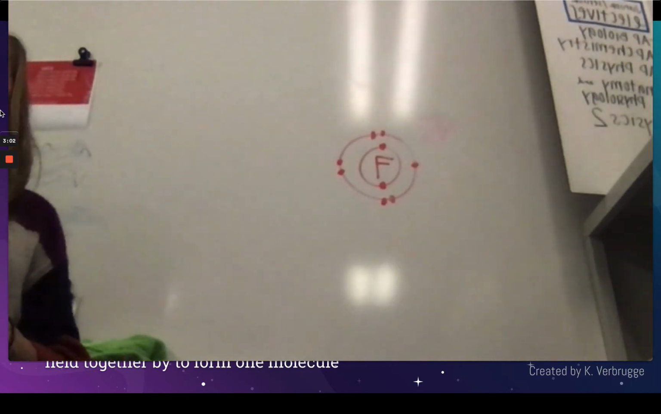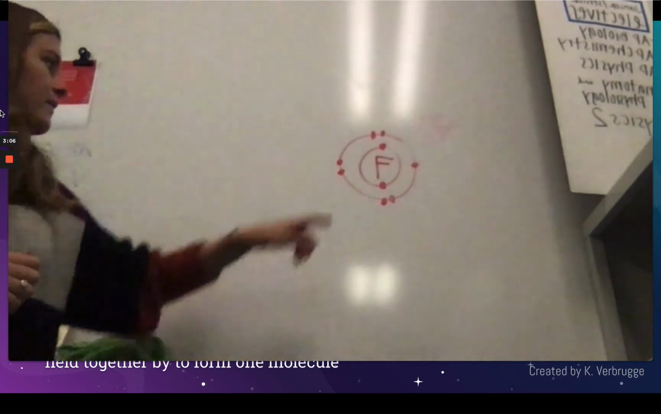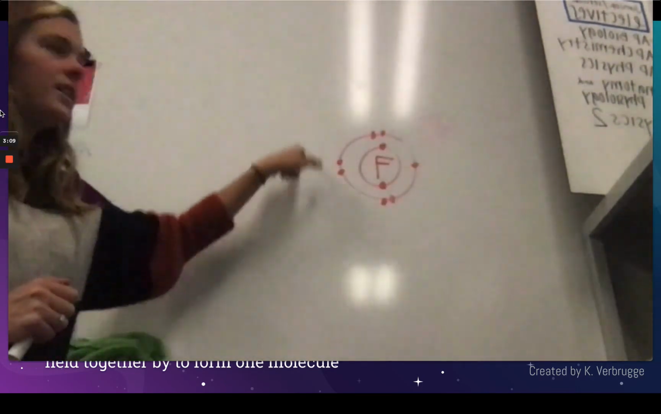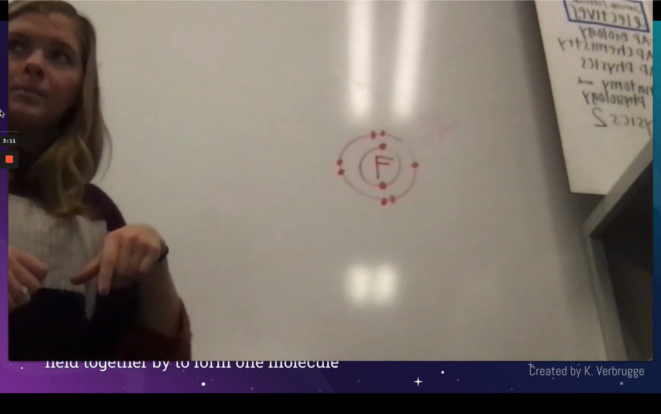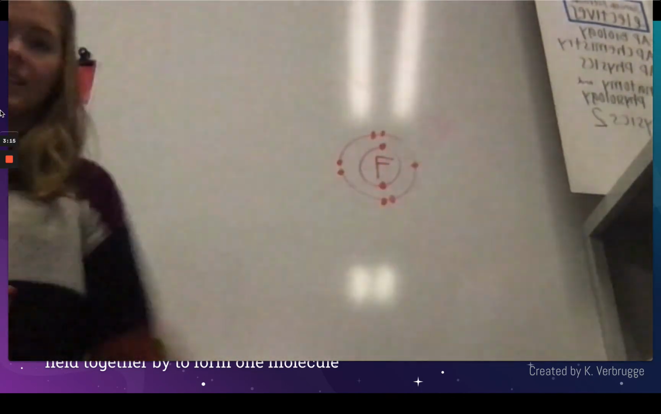So I just told you that valence electrons are our very outer electrons that can bond. Our valence electrons are our electrons in this very outer shell. So in this example of fluorine, we have 1, 2, 3, 4, 5, 6, 7 valence electrons.